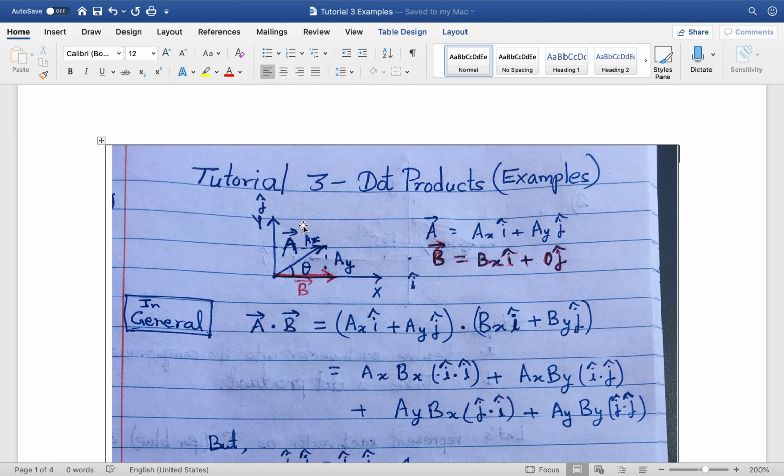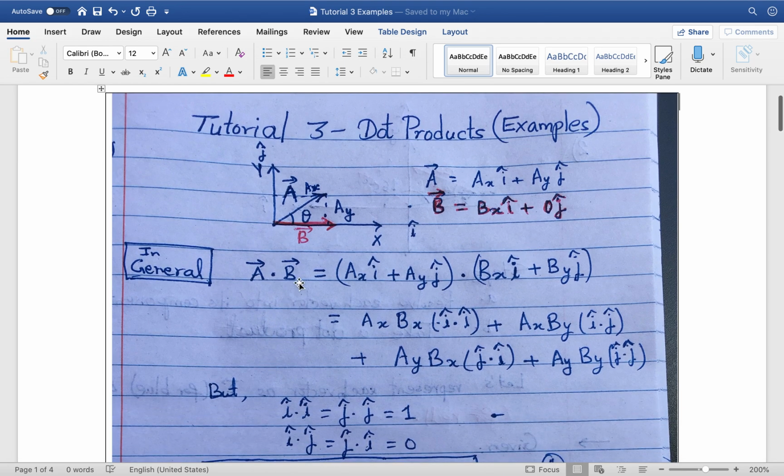If we write these vectors in component form, vector A equals ax i hat plus ay j hat. We do the same thing for vector B, but for this vector we don't have any component towards the y-axis, so we just have bx i hat plus 0 j hat. I just wrote this to make it easy for later on, but you don't really have to write this part. So in general, there is a way to find the dot product between these two vectors.